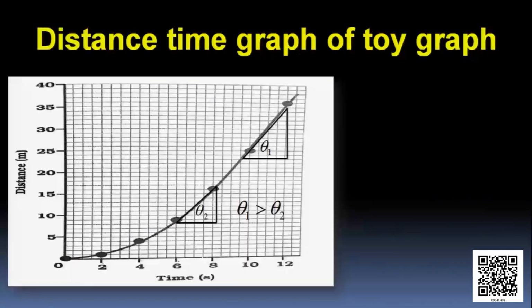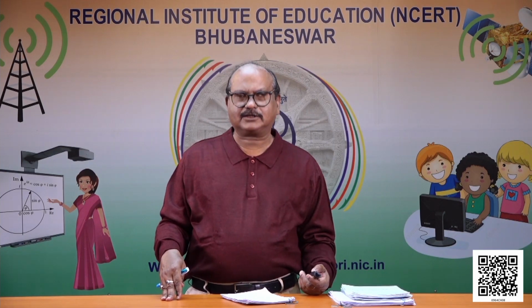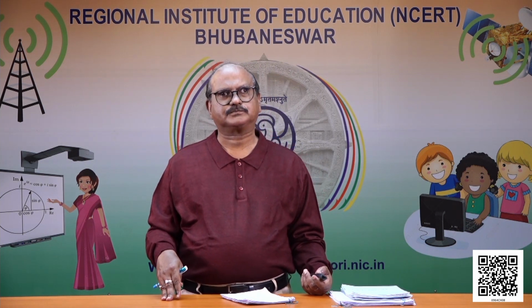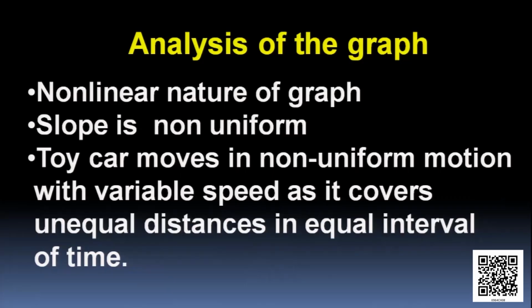So slope, if you see, because I have already told you about slope. What is that slope? Slope must be tan theta. So here you see the slope at two different points, tan theta 1 and tan theta 2. See, theta 1 is greater than theta 2. So obviously tan theta 1 is greater than tan theta 2. So the first slope, that is tan theta 1, is greater than the second slope, that is tan theta 2. So slope is non-uniform in this case.